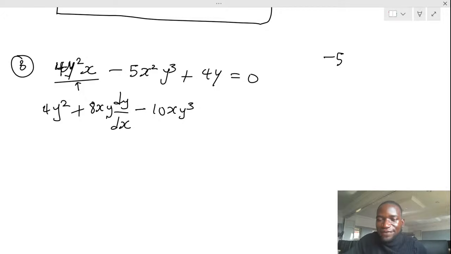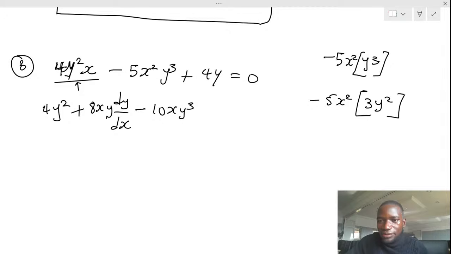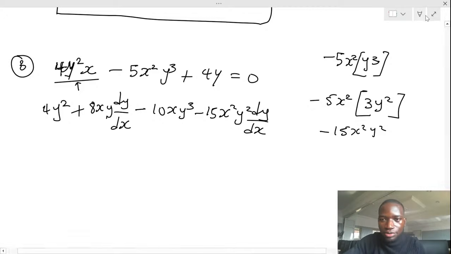So minus 5x squared y cube. Differentiate with respect to y. Treat the other ones as constant. That will be minus 5x squared. If you differentiate y cube here, you're going to have what? 3y squared. Then open up the bracket, you have minus what? Minus 15x squared y squared. So that will give us minus 15x squared y squared. Then I told you always add the dy by the x each time you differentiate with respect to y.